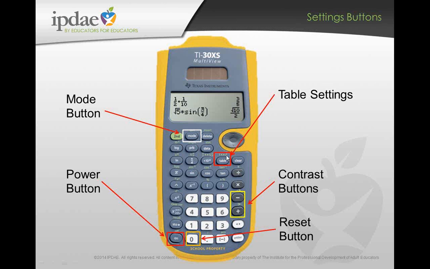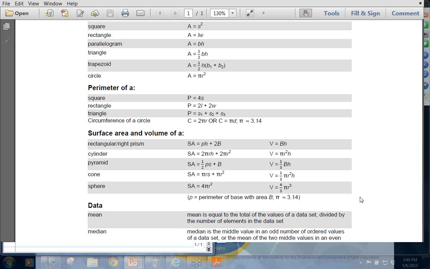And then you also have your table settings. This one will ask you, when you're creating a table, do you want it to skip count by 1? How many do you want, that type of thing. It will allow you to do that. And then also in here you have your reset button. So let's look at the contrast button while we're on the screen. I wanted to show you that real quick.